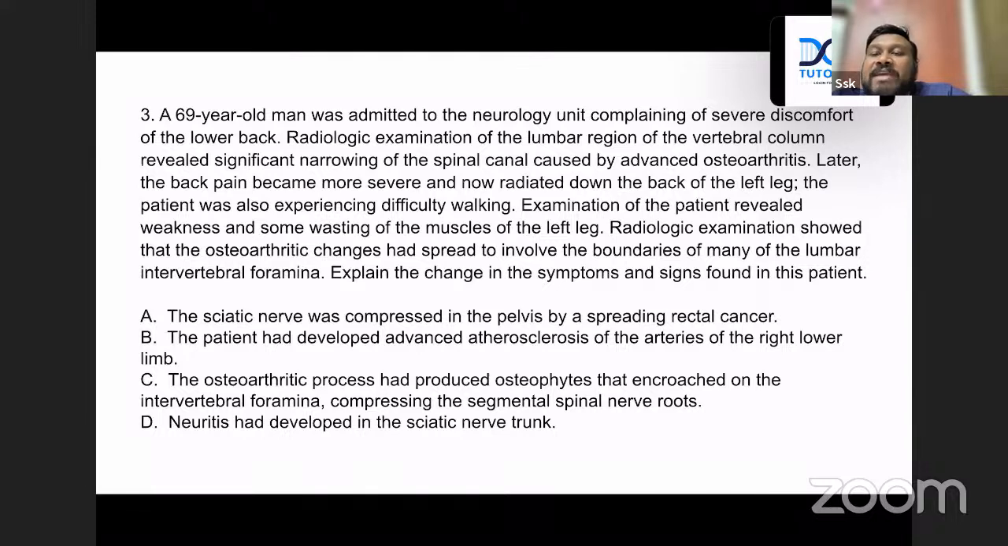Examination shows weakness and wasting of muscles on the left leg. Radiological examination is showing you osteoarthritic changes involving the boundaries of many lumbar intervertebral foramina. Explain the change in symptoms and signs found in this patient.